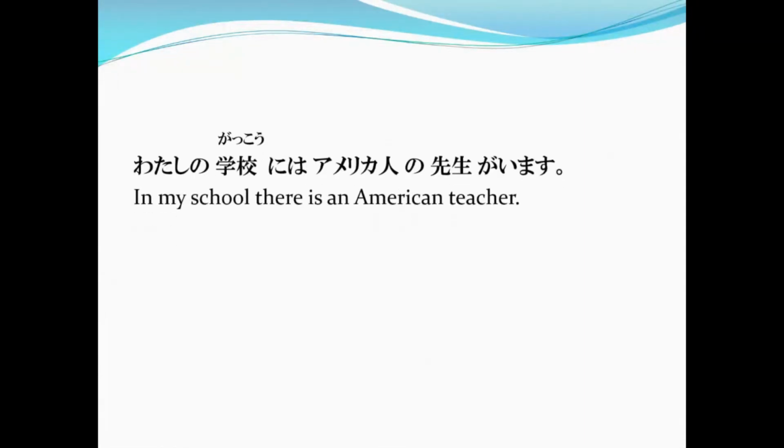Example, Watashi no gakko ni wa America jin no sensei ga imasu. Again, Watashi no gakko ni wa America jin no sensei ga imasu. In my school, there is an American teacher. Now notice how we added wa after ni because the speaker wants to emphasize that in his school there is an American teacher, emphasizing that the American teacher is in his school.